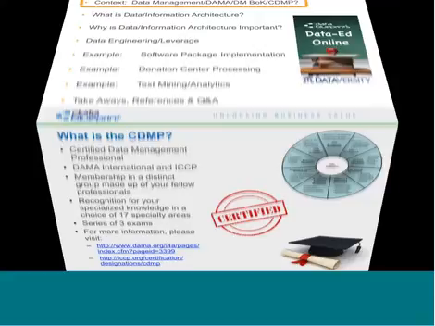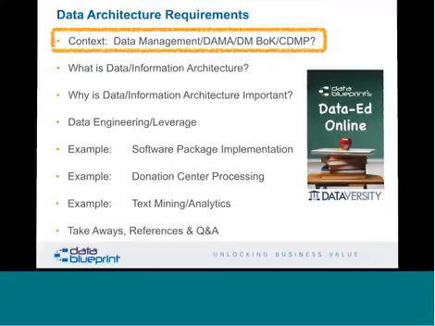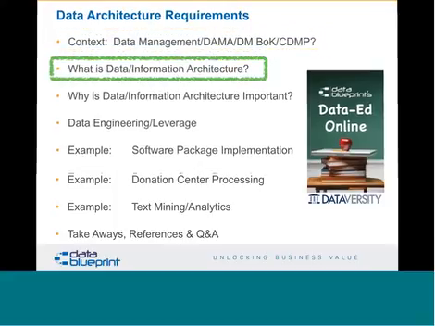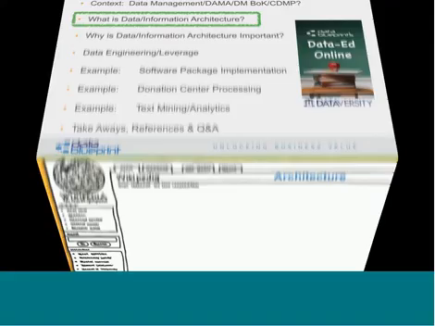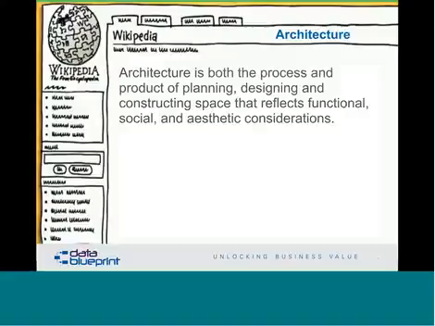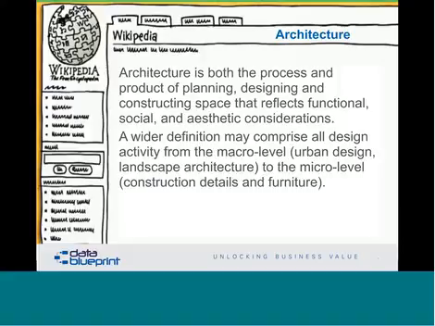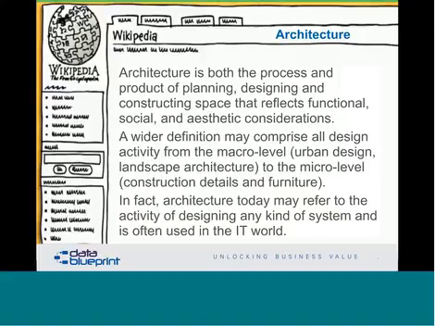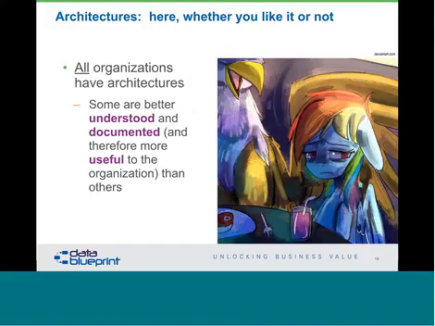Now we're going to dive into what we mean by information architecture, starting off with a definition of architecture. Again, the key here is that architecture, defined broadly, is both the process and the product of the planning and designing. So when we talk about architecting, we are architecting an architecture. It really encompasses all design activities in it, but lately has been referred to as designing any kind of system used throughout the IT world. In fact, key to taking away some value from this presentation is to understand that all organizations have architectures.